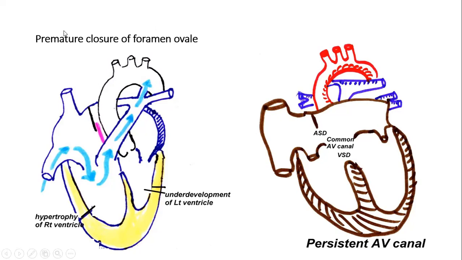The foramen ovale is here. If it closes prematurely, then all the blood, instead of going from the right atrium to the left atrium, which is normal in the fetus, now starts flowing into the right ventricle, from there into the pulmonary trunk, then directly into the aorta here. So it starts communicating with the aorta and is pumped from here. So all the deoxygenated blood is going into the aorta. This is called the premature closure of the foramen ovale. And there is hypertrophy of the right ventricle as well as underdevelopment of the left ventricle, because all the work is done by the right ventricle and there is no work for the left ventricle.